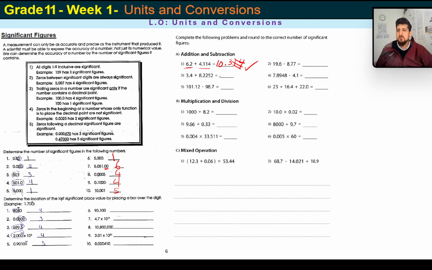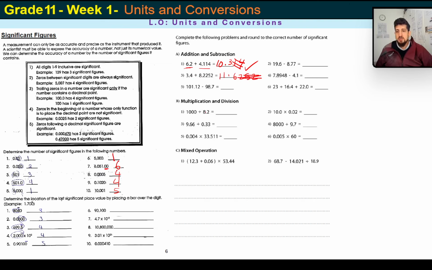And so if I was to do the next one, I'll just do the next one and then I'll stop. 3.4 plus 8.2252, it's going to be 11.6252, but then I know it's 1 decimal place here, so I'm just going to get rid of all of these. 11.6 is sufficient. Okay?